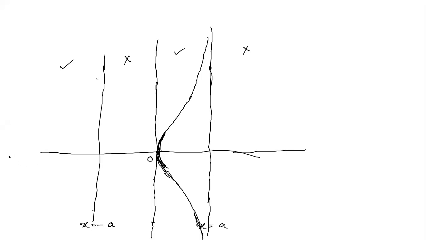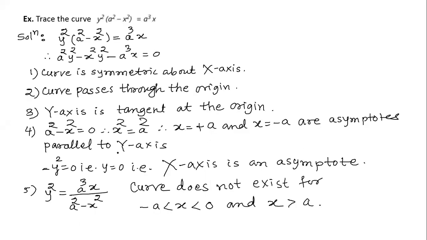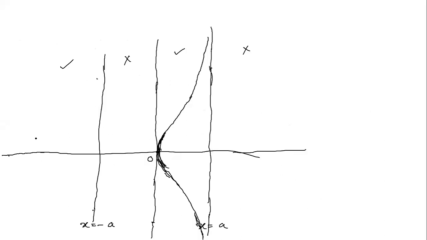So this is the sketch. What is the nature in the remaining part of the graph? Here we have said x equal to minus a is also asymptote, and x-axis is also an asymptote. So x-axis is asymptote means, as we see, the curve does not exist to the right of x equal to a, so it must be touching x-axis from the left hand side. So it will be going like this, like this, like this, and x equal to minus a is also an asymptote, so it will be going like this, like this, like this. Again the curve is symmetric about y-axis.